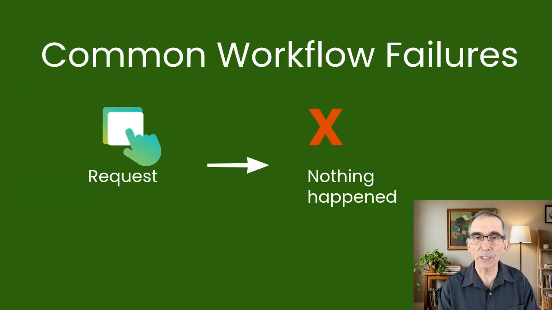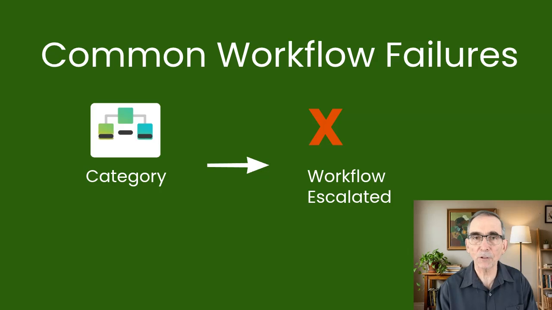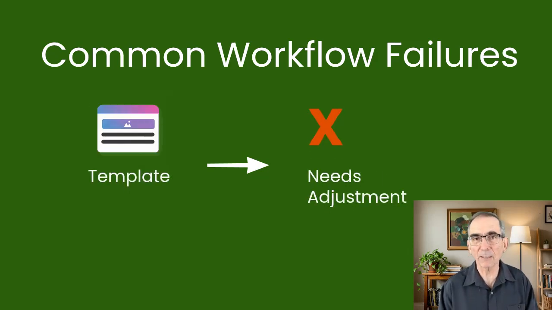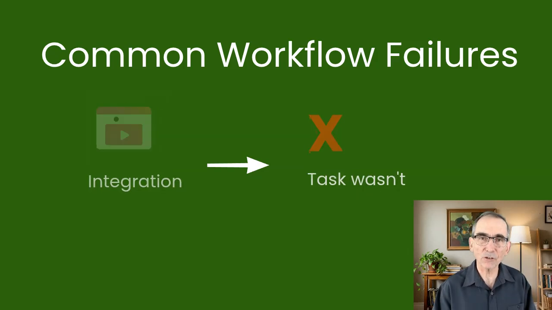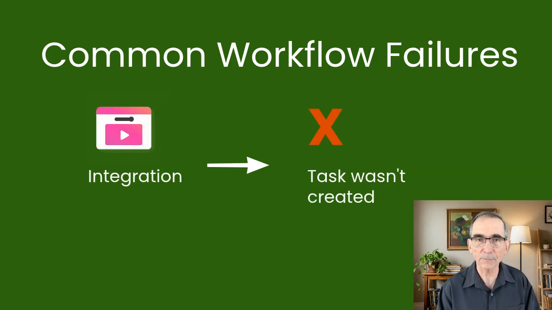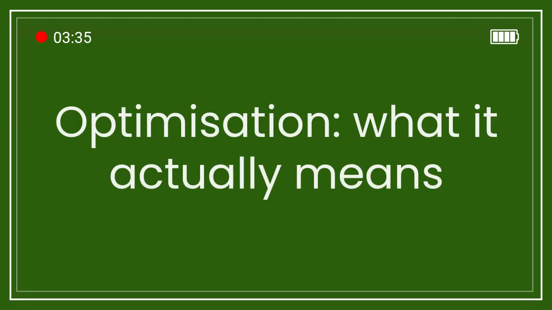It's useful to name common failure modes calmly because it helps teams recognize them early. For example, a request didn't trigger because the intake channel changed. A category was ambiguous and the workflow escalated more than expected. A template needs adjustment because the business changed its wording. Or a downstream integration failed and the task wasn't created. Now, none of these are dramatic when the workflow is designed properly. They are normal operational issues and the solution is usually straightforward: adjust triggers, refine rules, update templates, fix integration points, and retest.